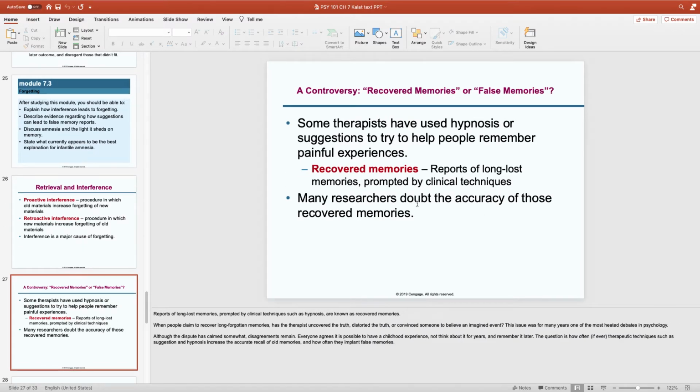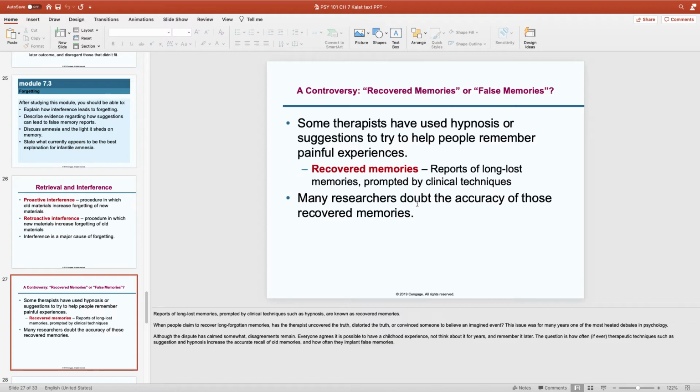Okay, there's always been a controversy as to, well, can therapists help people through hypnosis? Remember in chapter 10, hypnosis? Can therapists help people through hypnosis recover certain memories, especially memories of painful experiences?